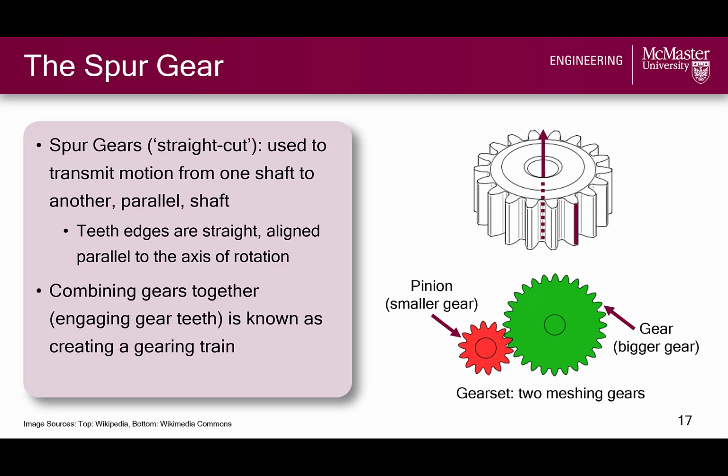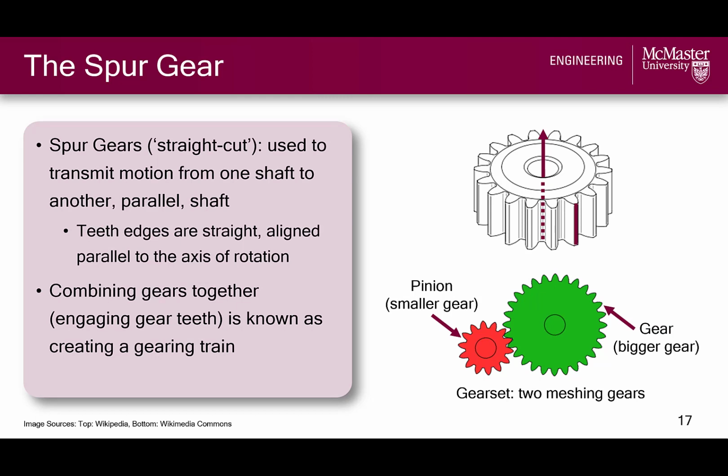Again, spur gears are used to transmit motion from one shaft to another parallel shaft, and they can be identified by their straight-cut teeth, whereby the teeth edges are parallel to the gear's axis of rotation. We see that these two gears are mated or meshed together when their gear teeth are engaged, and the resulting set of two gears is called a gear set. In this gear set, we call the smaller gear the pinion and the larger one the gear, so just be aware of this terminology that we will be using in the rest of the video.